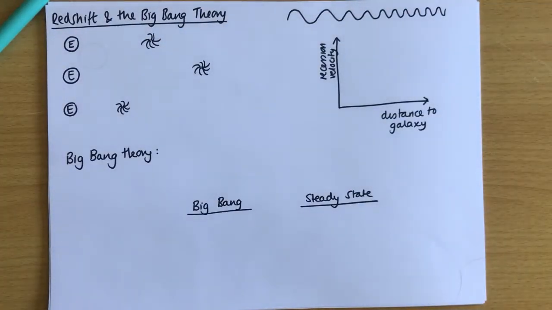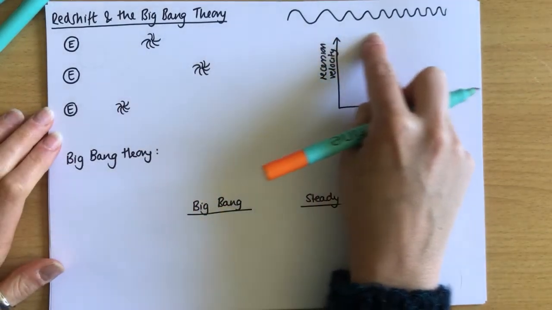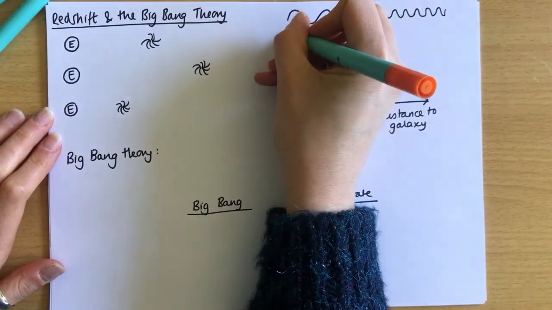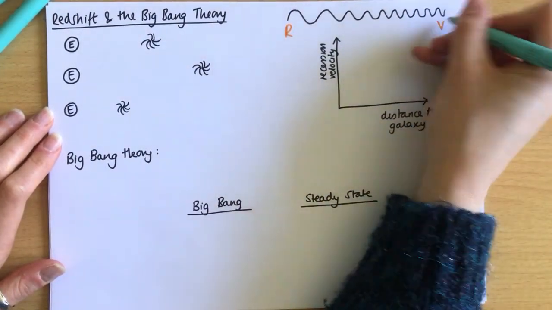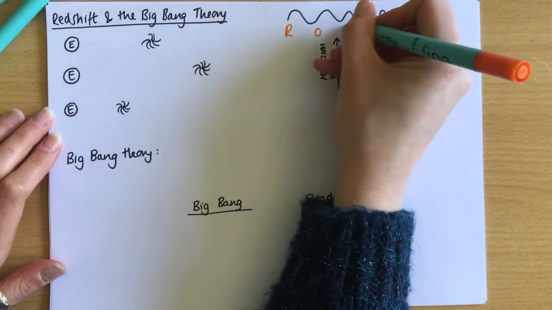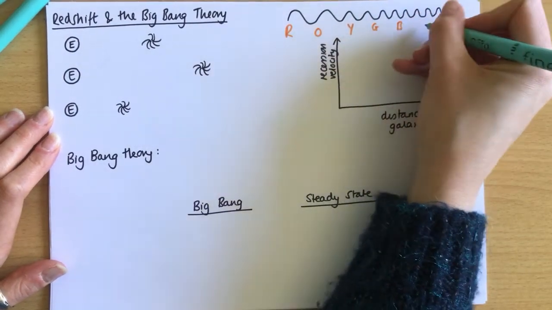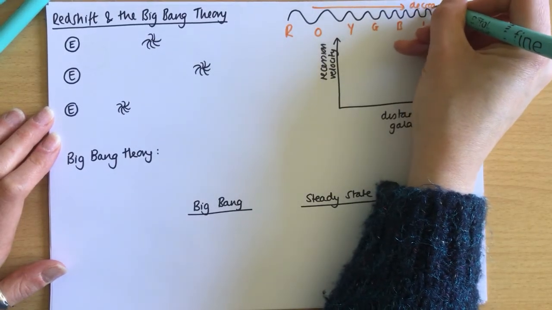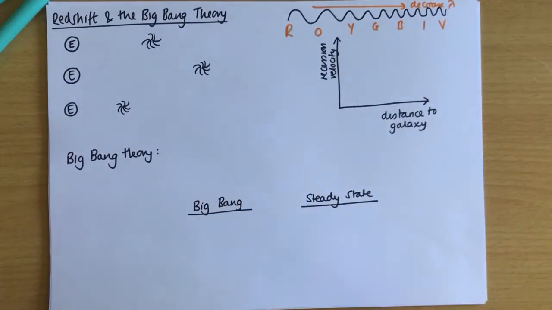So we move on to redshift and the Big Bang Theory. Now, redshift and the Big Bang Theory is what we call cosmology. And before we start, we have to know about the EM spectrum and the visible spectrum. And we need to know that if you look at different colours of light, they have longer and shorter wavelengths. The longest wavelengths are red, the shortest wavelengths are violet, and we go from red, orange, yellow, green, blue, indigo, violet, and as we go this way we decrease the wavelength. That's going to be important.